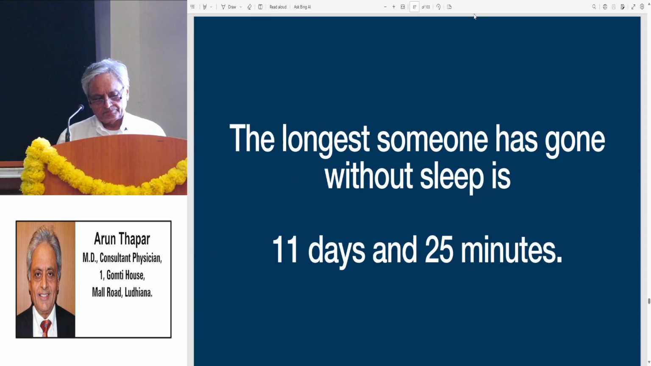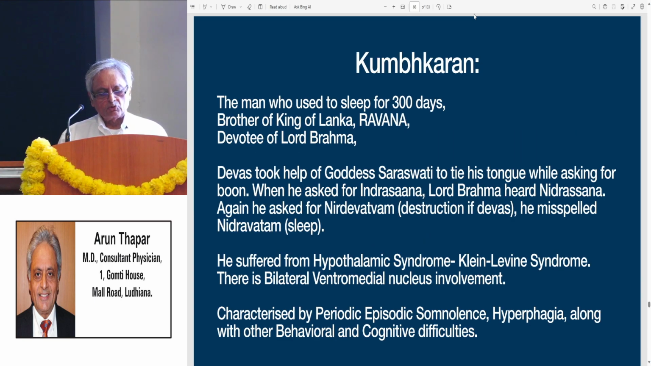Certain sleep facts. The longest someone has gone without sleep is 11 days and 25 minutes. A brief word about Kumbhkarna. We all read in mythology about a man who used to sleep for 300 days, close to two-thirds of a year, brother of Ravan, a devotee of Lord Brahma. The Devas requested Goddess Saraswati to help them because he was about to kill them. But clinically he suffered from a hypothalamic syndrome, Kleine-Levin syndrome. There is bilateral ventromedial nucleus involvement, characterized by periodic episodes of somnolence, hyperphagia, along with behavioral and cognitive difficulties.